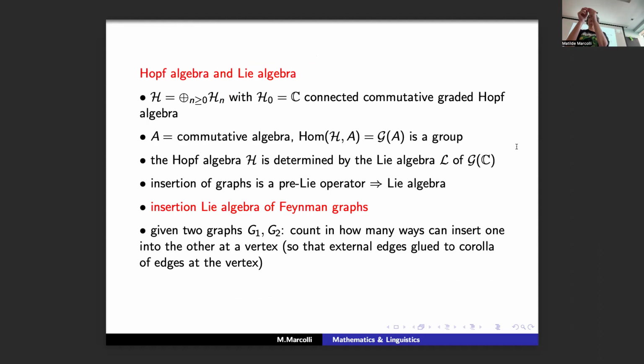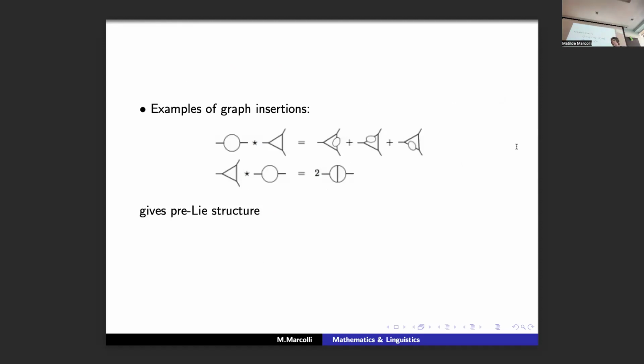Okay? So what that means is that my graph is going to have a certain number of external edges. If I want to insert it somewhere, I want to take a vertex in the other graph and replace that vertex with the graph that I'm trying to insert. So the valence of that vertex has to match the external edges of this graph. And then I place it in all possible ways there, so that the external edges are glued to the corolla around the vertex where I'm trying to do the insertion. This is how this pre-Lie insertion structure works.